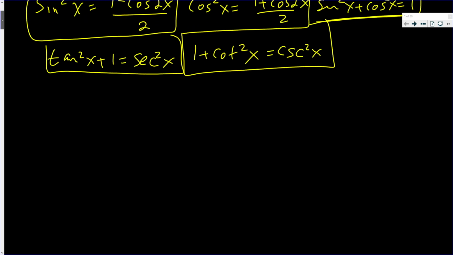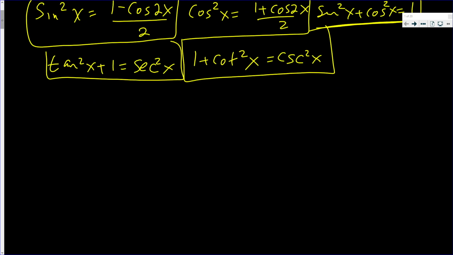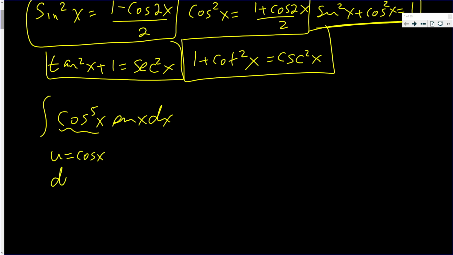Suppose you were given this integral: the integral of cosine to the fifth x times sine x dx. Well, if you just let u equal cosine of x, then du will be negative sine x dx. If you sneak the minus sign in, you have du, but you have to counter that by putting a negative in front of the integral. There's the negative in front.